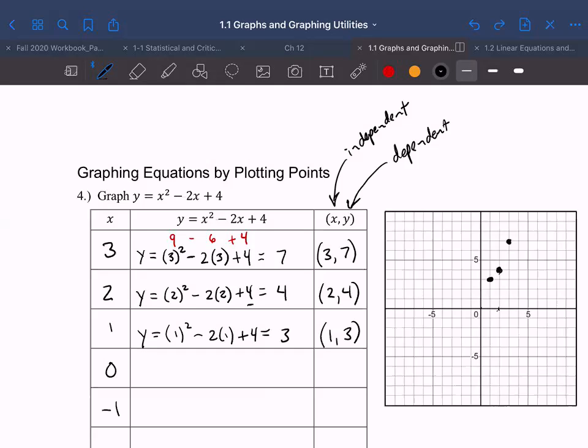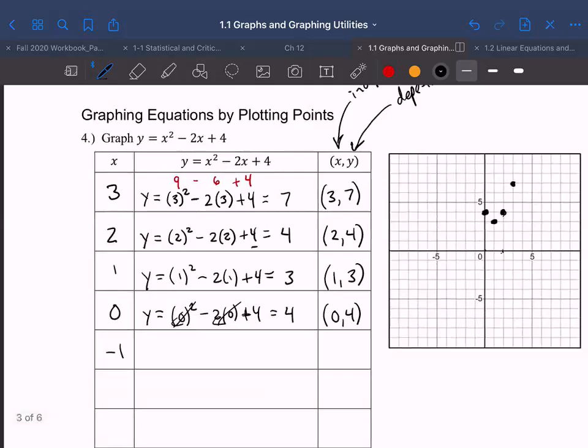So let's try 0. y equals 0 squared minus 2 times 0 plus 4. Well, 0 squared is 0. 2 times 0 is 0. So that's a 0, that's a 0, and we just have the 4. And so we end up with the point 0, 4. There's our ordered pair. And so we go to 0 and just go straight up to 4. And we put a point right there. And we have the point 0, 4.